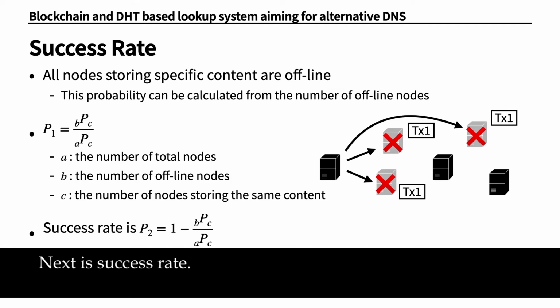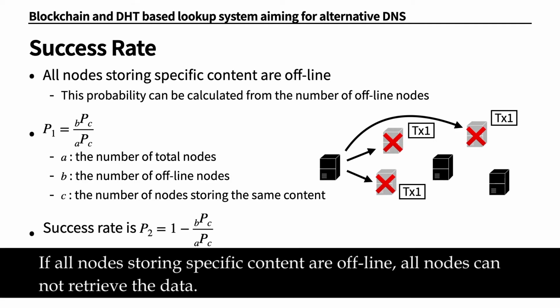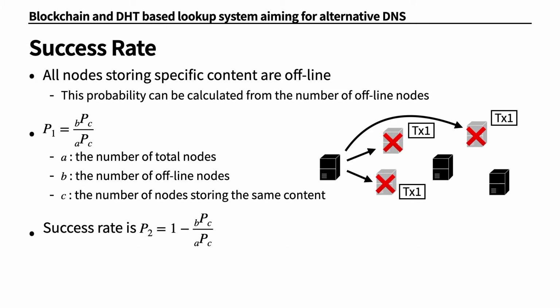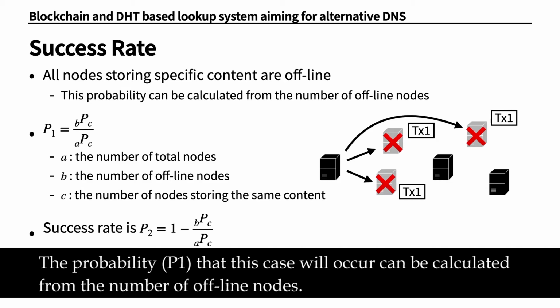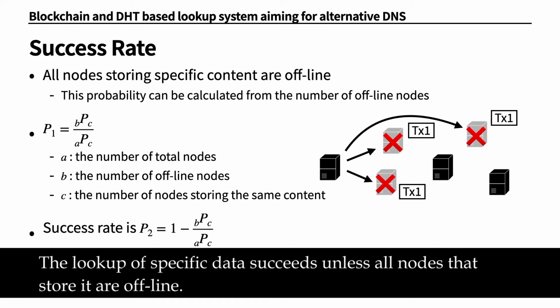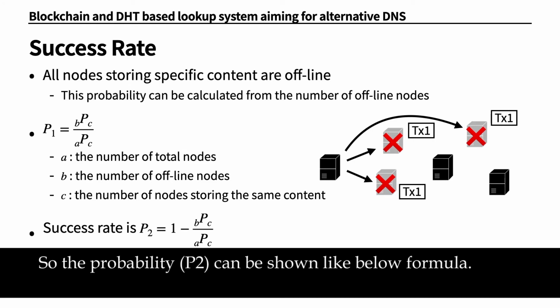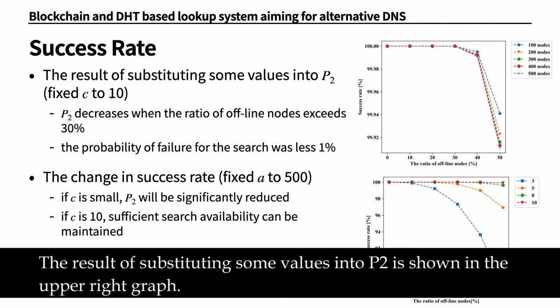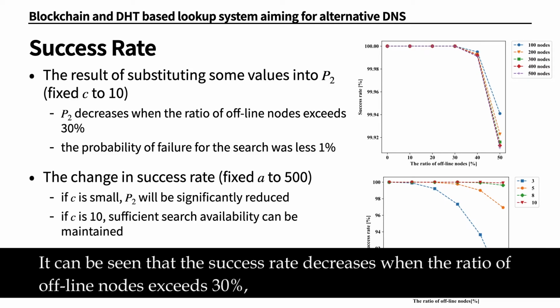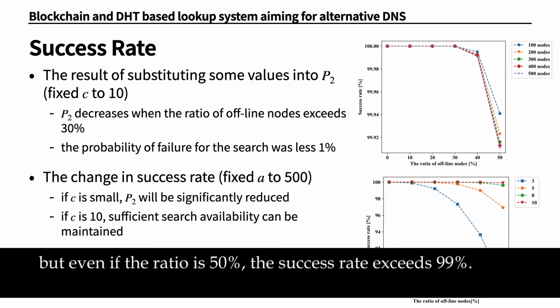Next is the success rate. If all nodes storing specific content are offline, no node can retrieve that data. The probability P1 that this case will occur can be calculated from the number of offline nodes. The lookup of specific data succeeds unless all nodes that store it are offline. So the probability P2 can be shown by the formula below. The result of substituting some values into P2 is shown in the upper right graph. It can be seen that the success rate decreases when the ratio of offline nodes exceeds 30%, but even if the ratio is 50%, the success rate exceeds 99%.